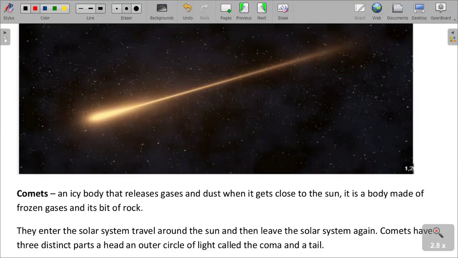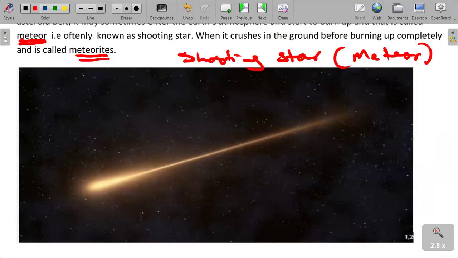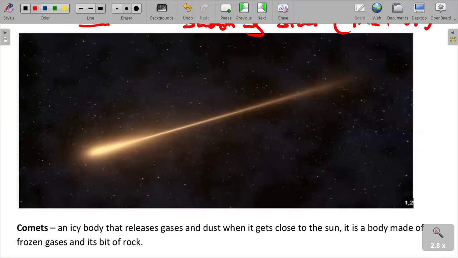We have seen this, and next time when you see this one, you should be able to tell that it is called a shooting star or a meteor. If it crashes into the ground before burning up, it is called a meteorite.